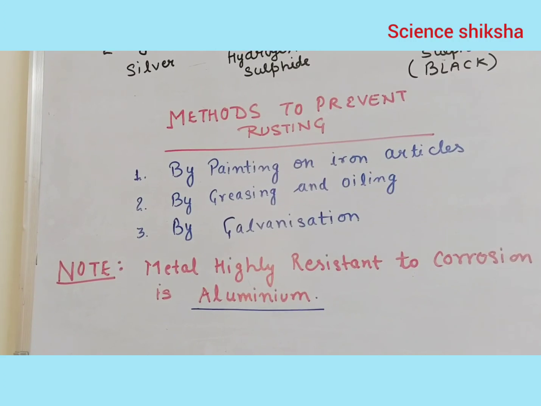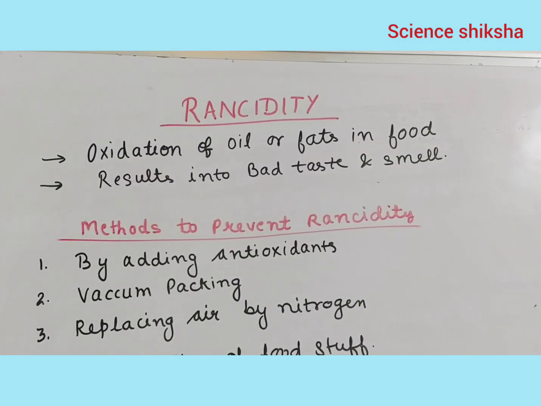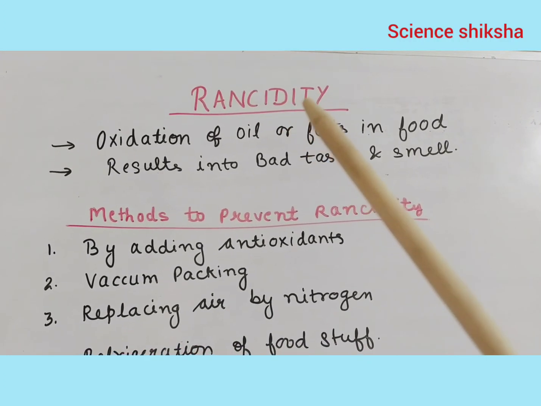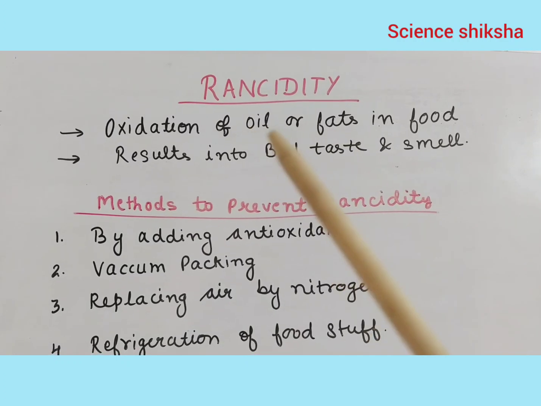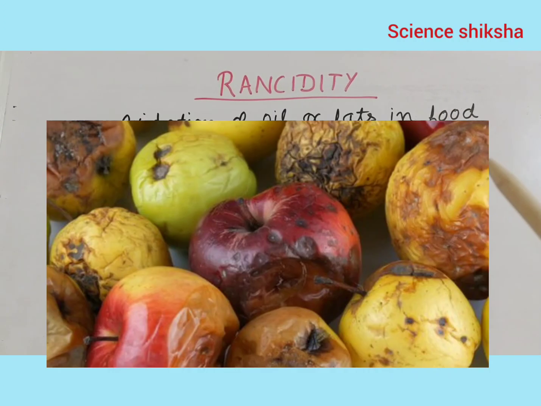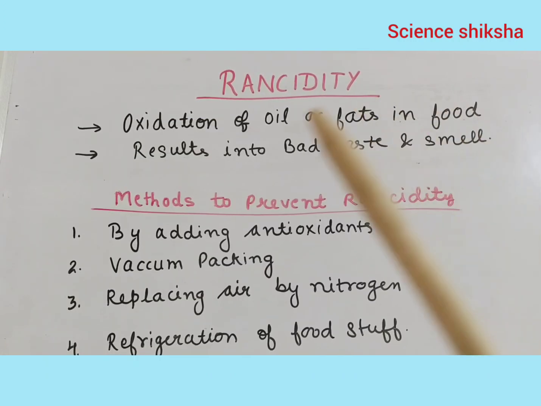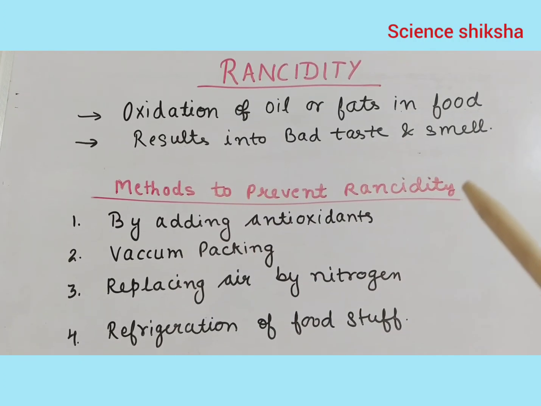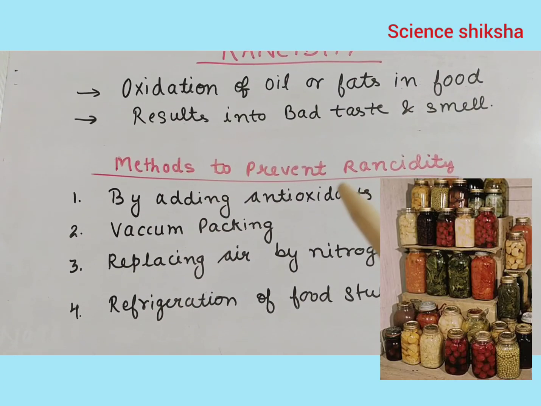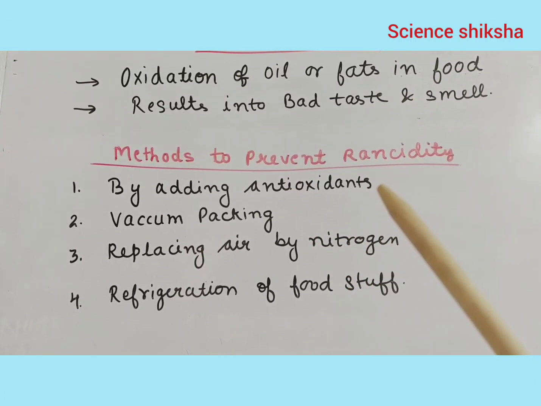Next, the effect of oxidation is rancidity. The oxidation of oil or fats in food results in a bad taste and smell. This is called rancidity. There are some methods to prevent rancidity. First is by adding antioxidants. Antioxidants are the substances that slow down the oxidation.